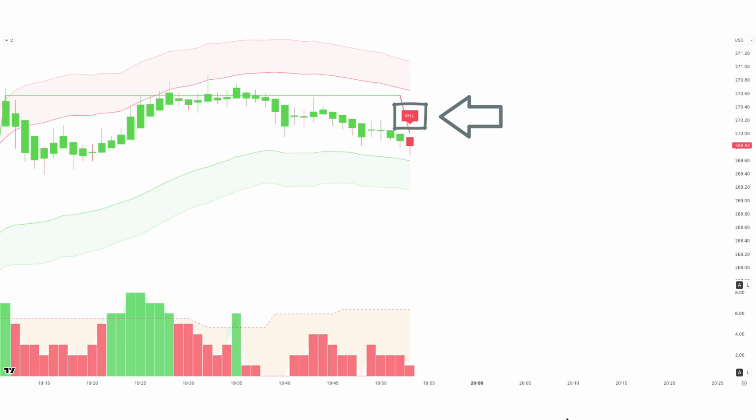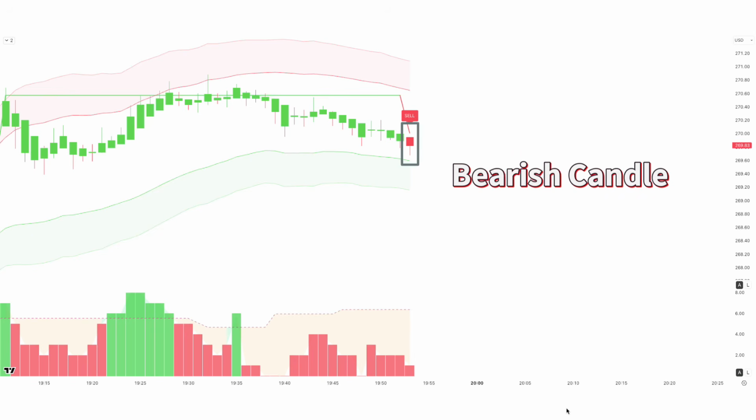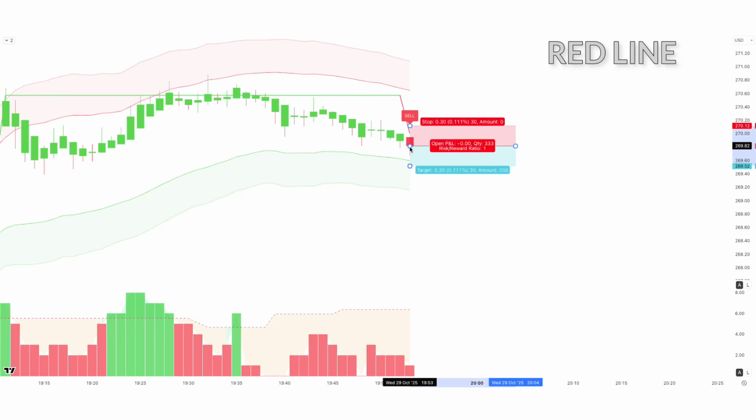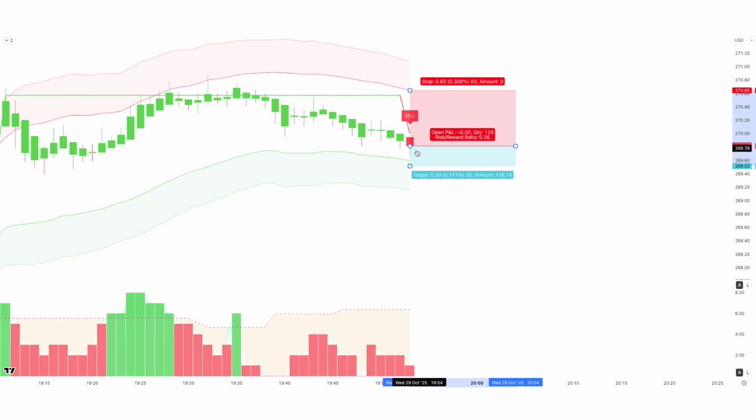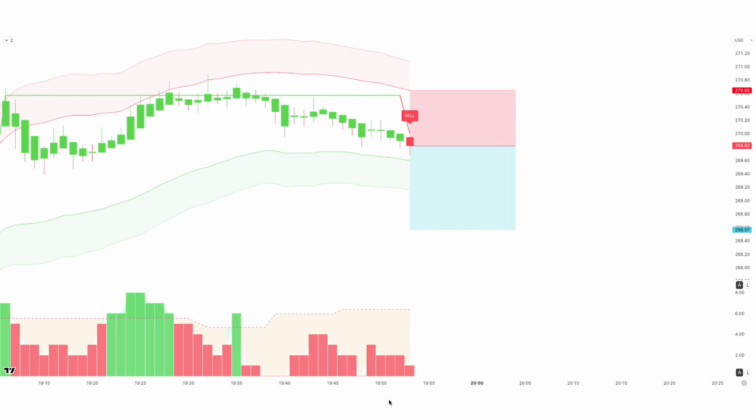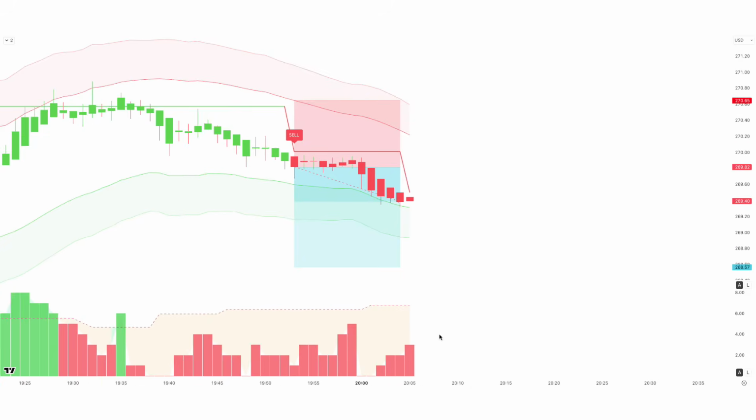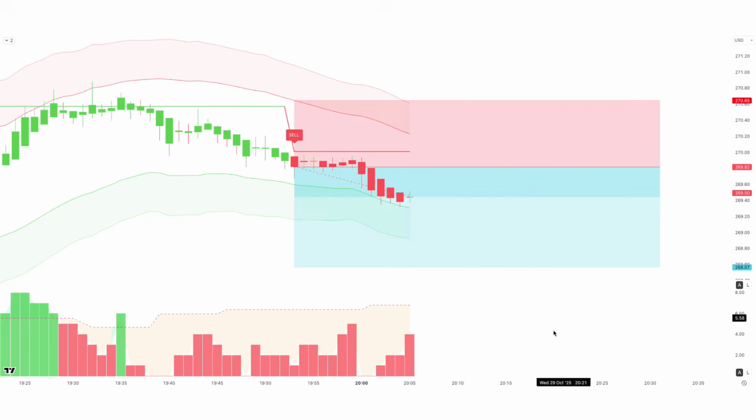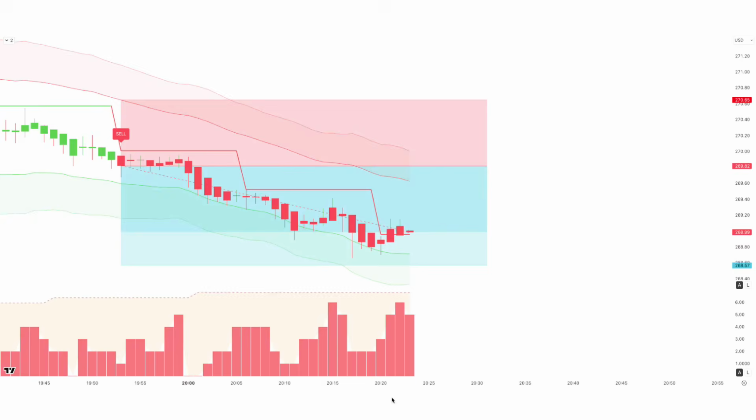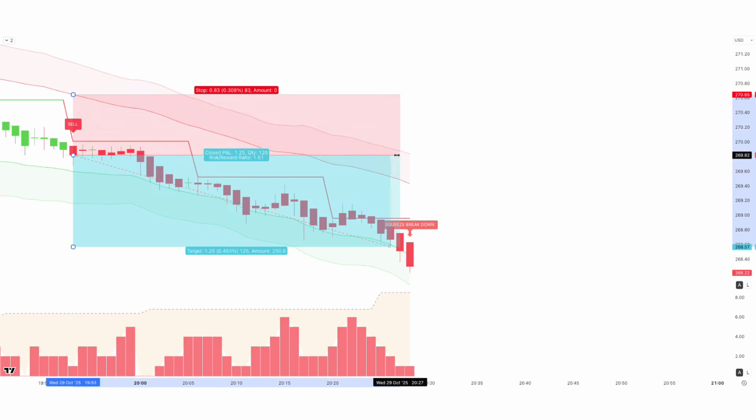When the Q Trend arrow of this indicator is a sell signal, the Horcrux oscillator should show red columns, and the market should form a bearish candle. If this condition is fulfilled, then we will place a sell order. Our stop loss is to be placed at the red line, and the risk to reward ratio will be 1 to 1.5. The market has completely hit the target.